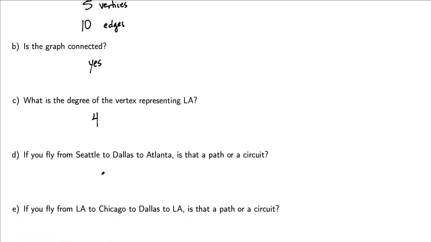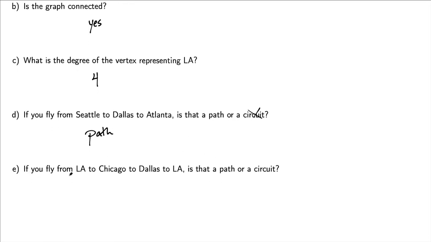If you fly from Seattle to Dallas to Atlanta, is that a path or a circuit? Well, a circuit has to start and end at the same place. And if we go from Seattle to Dallas to Atlanta, we did not end where we started, so it's certainly not a circuit. But it is, of course, a path because we went from Seattle and then connected to 2 other places. So this is a path.